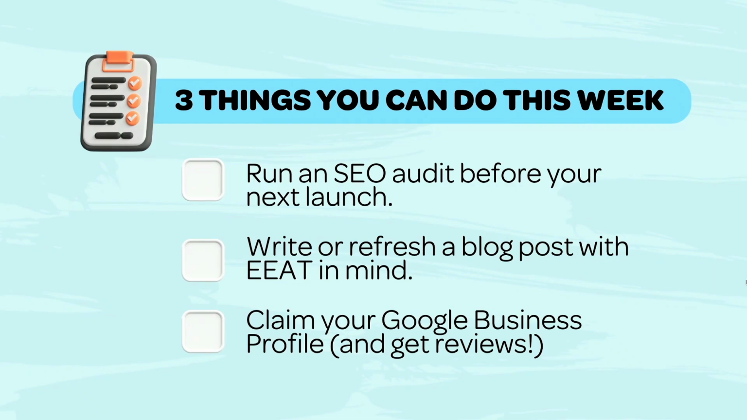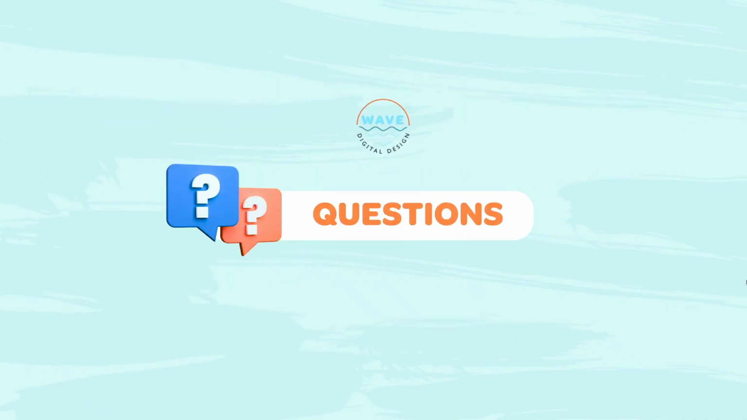So 3 things you can do this week: run an SEO audit before your next launch, write or refresh a blog post with EEAT in mind, so the experience, expertise, authority, and trust, and claim your Google business profile and get reviews. And that's it. Any questions?